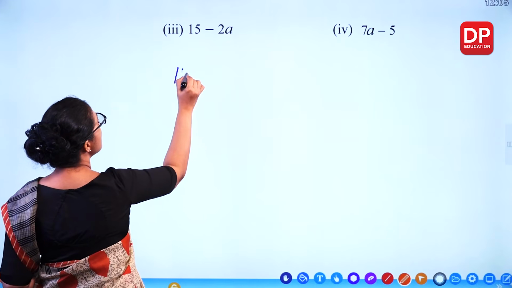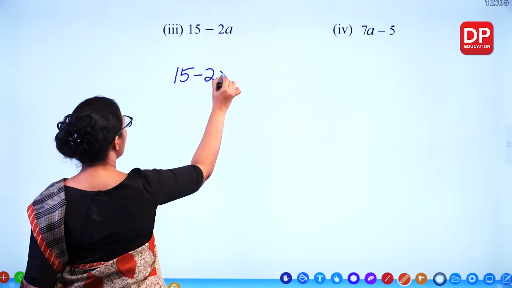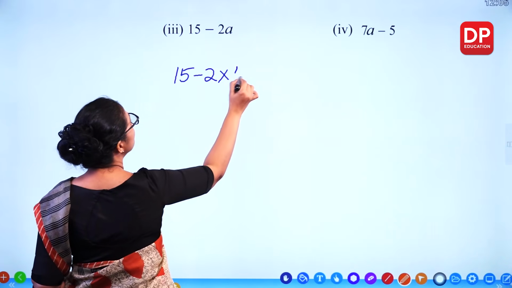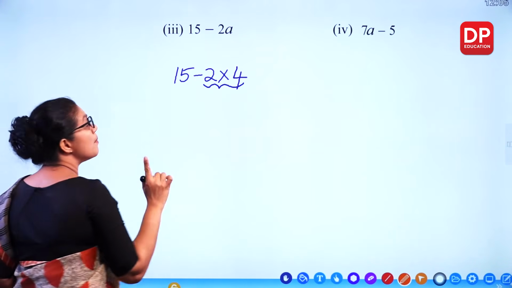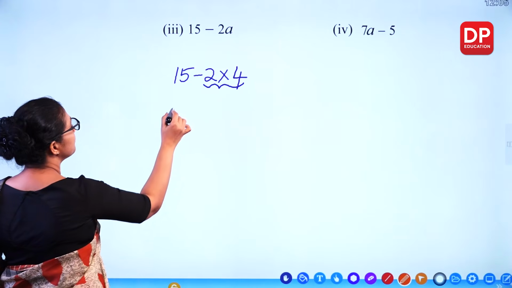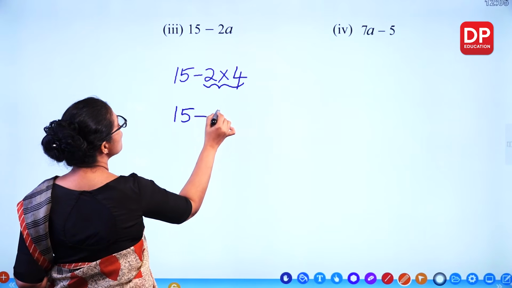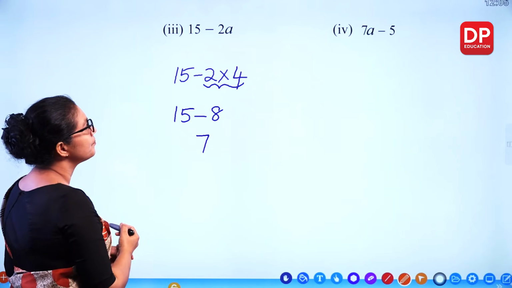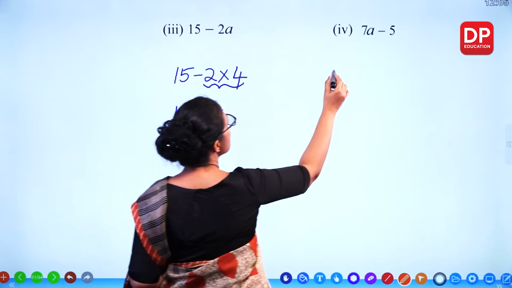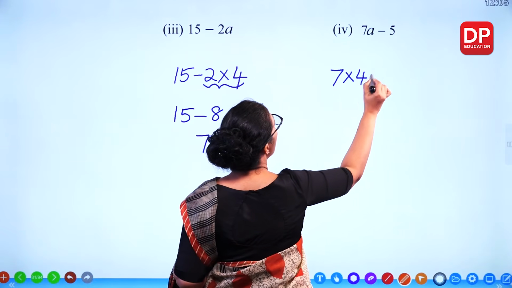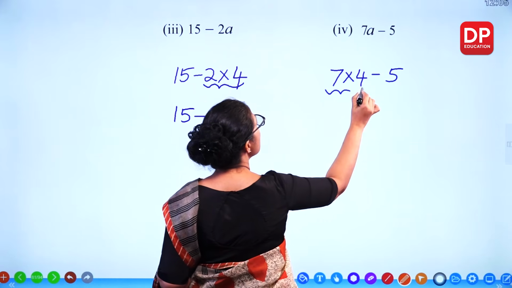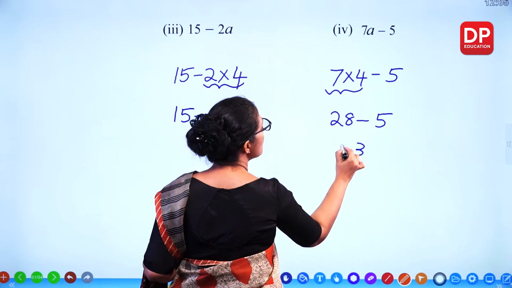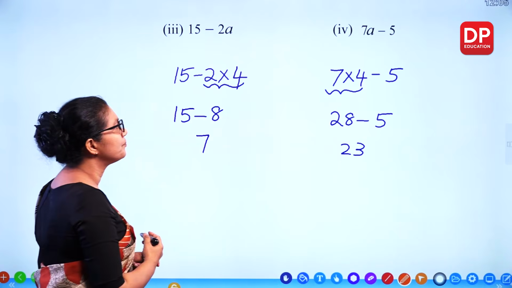15 minus 2, and what's the a value? 4. Do multiplication first. 2 times 4, 8. So you get 7. 7 times 4 minus 5. Multiplication, you get 28 minus 5, you get 23.